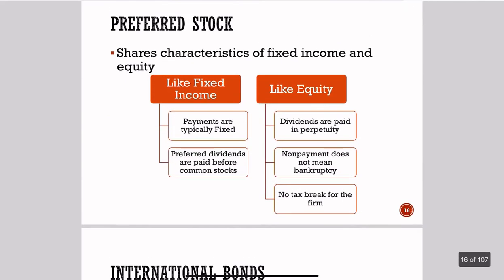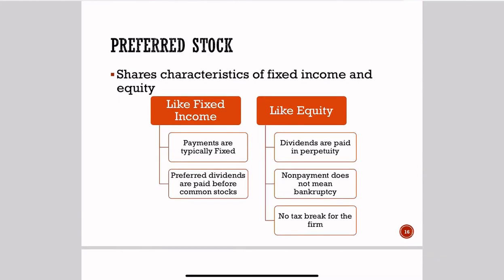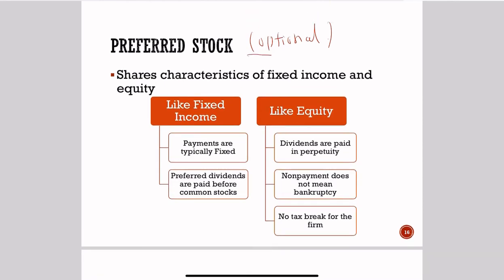I actually have preferred stock here. I think I would make this optional because supposedly preferred stock should be in the last chapter, in the equity chapter. I guess I made some mistake and put this preferred stock in this bond chapter. So let's just skip this page. And again, this one is optional.